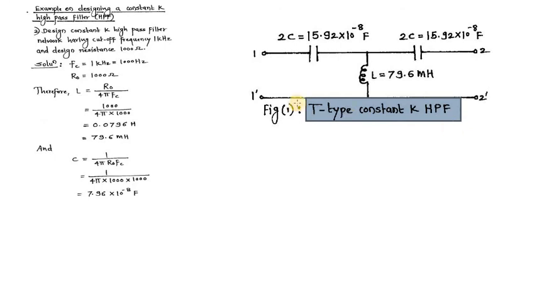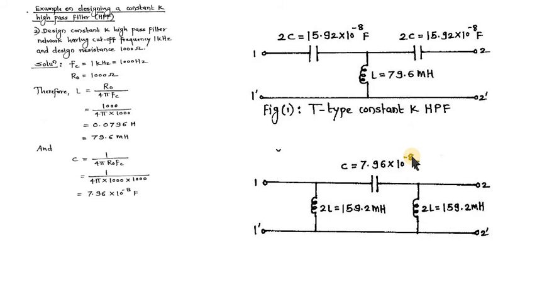Now we will find out a pi type constant K high pass filter. So this is what you should get over here. As I said, in case of a high pass filter, the series arm is always made up of a capacitor. In case of T, it is made up of two capacitors. In case of pi, it is made up of only one capacitor. In case of T, the shunt arm is made up of only one inductor. In case of pi, the shunt arm is made up of two inductors. So one capacitor obviously must be of this value.